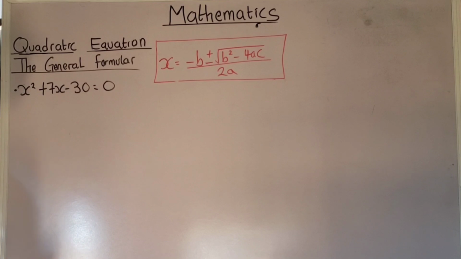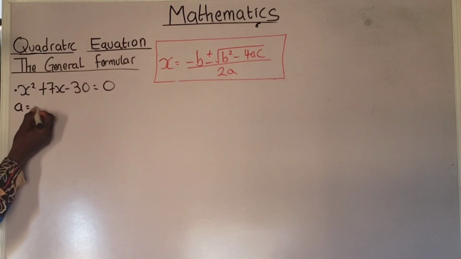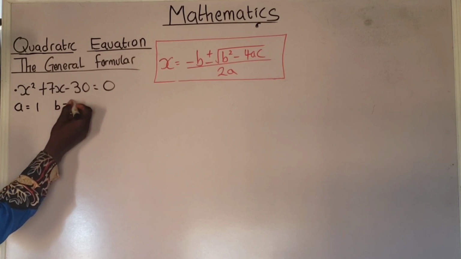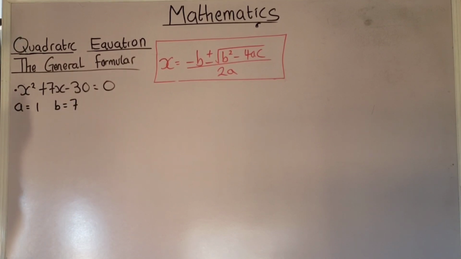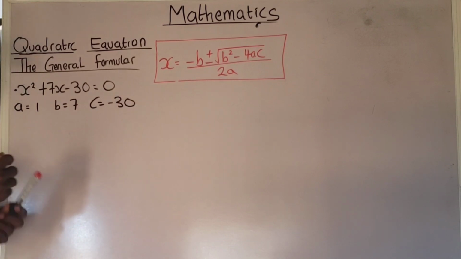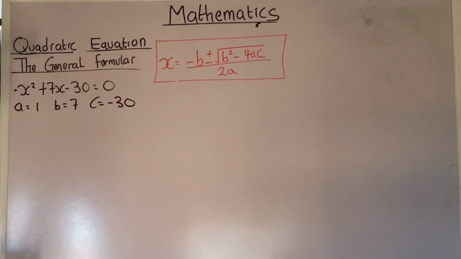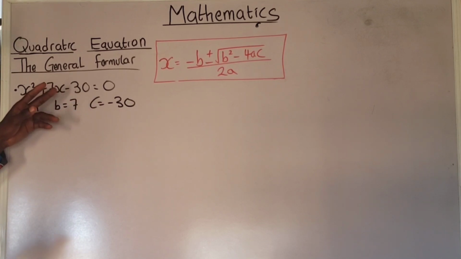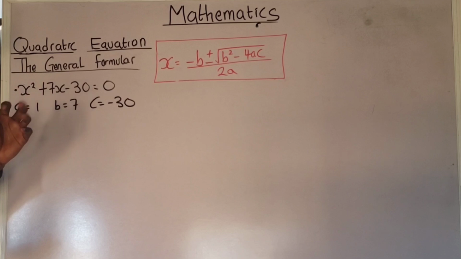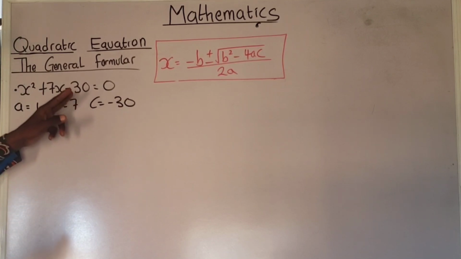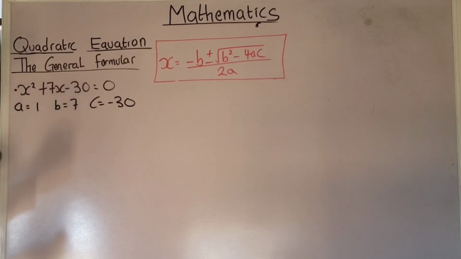So now a here will be 1, because the coefficient of x squared is 1. B in this place will be 7, because the coefficient of x, which is the second term, is 7. Now c equals negative 30, because the constant term in this quadratic equation is negative 30. Please pay attention: when you are writing c, always pay attention to the sign before it. If it is positive, you can just neglect the sign, but it is negative 30, so you have to include the sign.